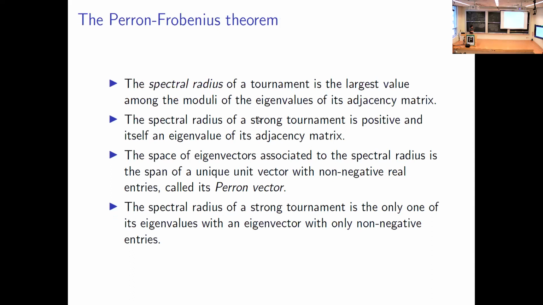So we can now apply the Perron-Frobenius theorem for non-negative irreducible matrices. In particular, for strong tournaments, it tells us that the spectral radius of the tournament is indeed an eigenvalue of the tournament, and it's positive. So it's a positive real number, and its eigenspace is generated by a unique unit vector with non-negative entries. And in fact, it's the only eigenvalue that has this property. For any other eigenvalue, there is no eigenvector with just non-negative entries.